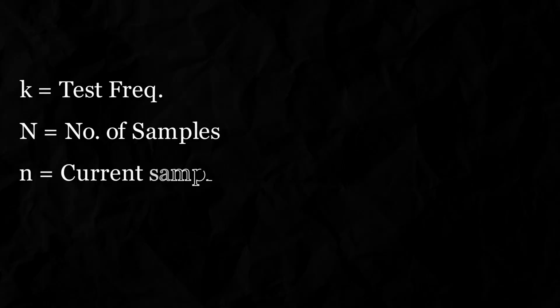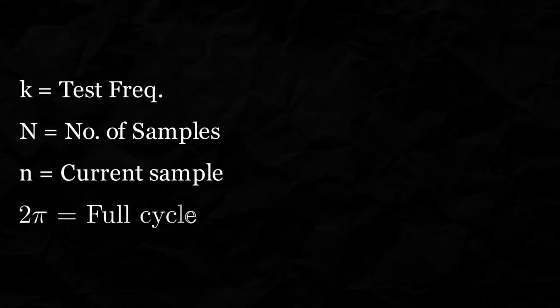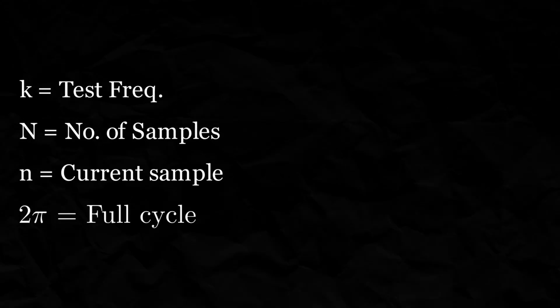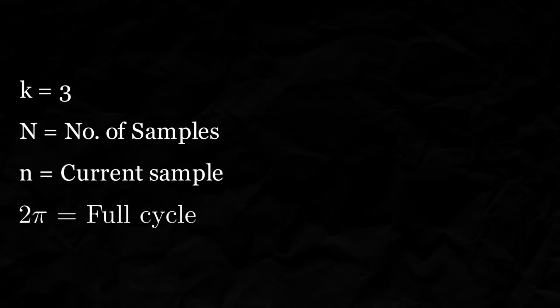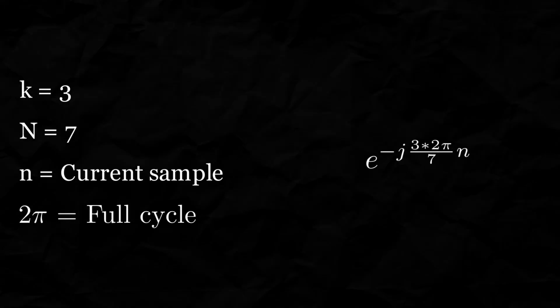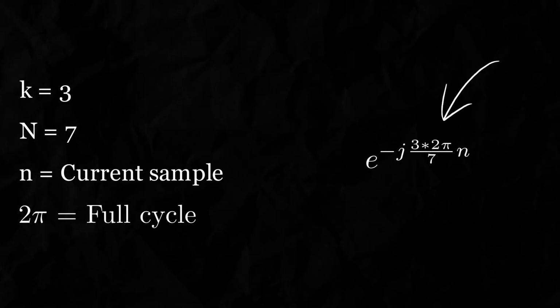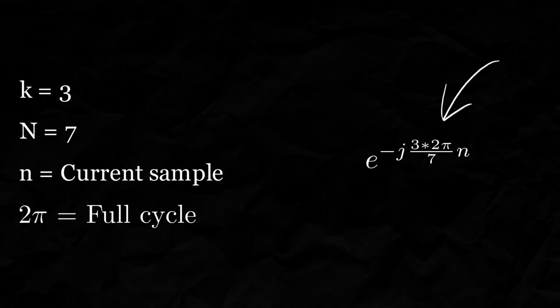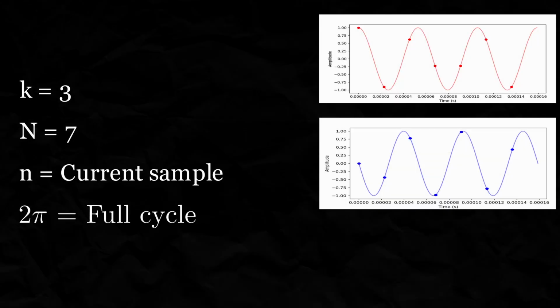Small n is equal to the current sample of the complex sine wave and our input signal, and 2 pi is a representation of a full cycle in radians. Let's say we're trying to figure out if frequency 3 is present in a signal that is 7 samples long. Then what we're going to produce is a complex value that is equal to the cosine and negative sine of the input theta. You could think of this e-complex notation as a function that outputs the current value of the cosine and sine wave we are using to compare.